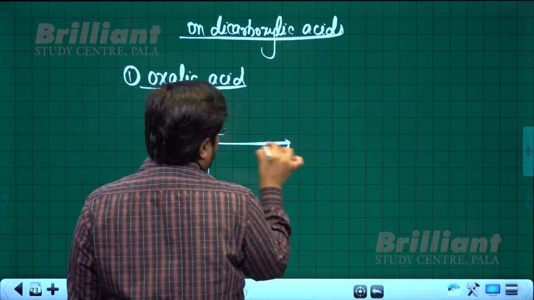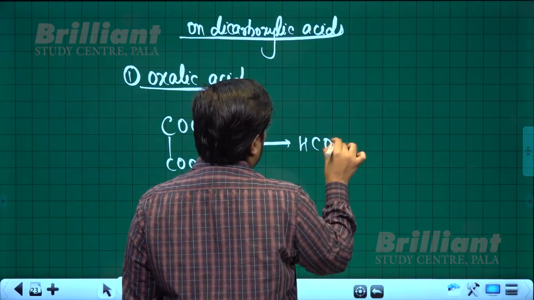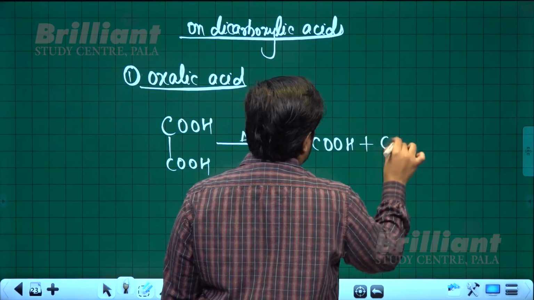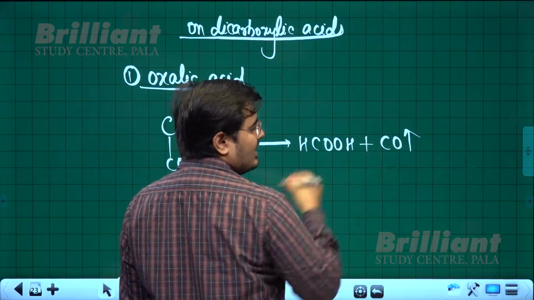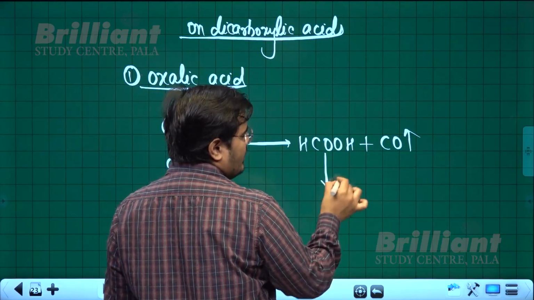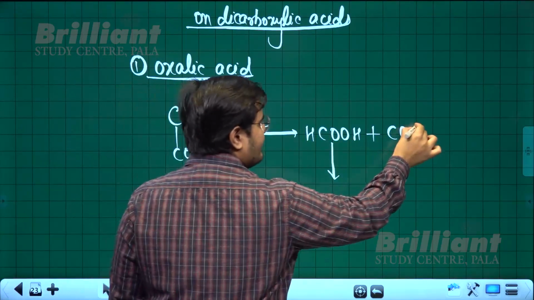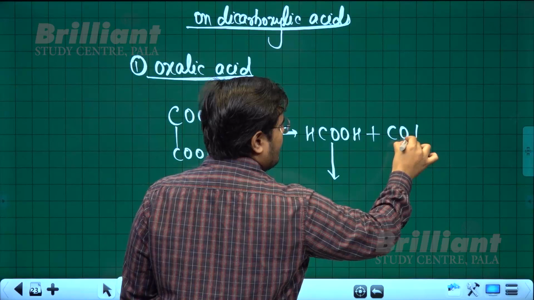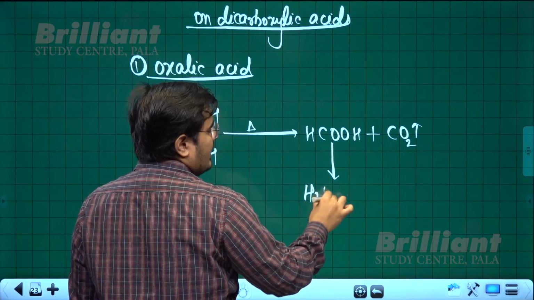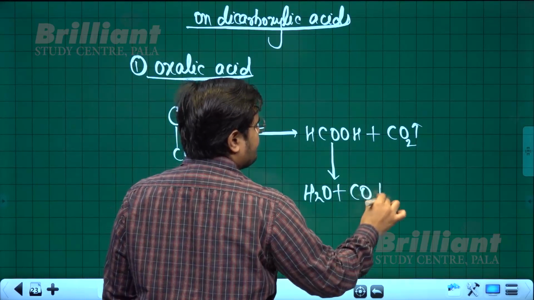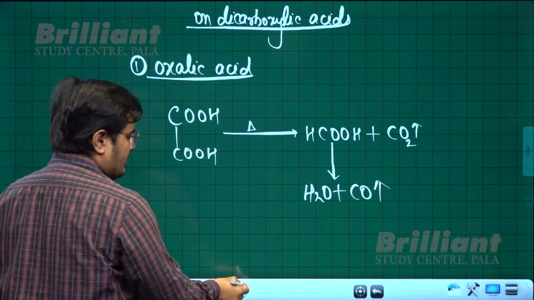So this on heating first gives formic acid HCOOH plus CO2. So here it gives formic acid plus carbon dioxide first, but if you continue, oxalic acid on heating will first give you formic acid plus carbon dioxide, which on further heating will give H2O plus CO gas. So this is the heating effect on oxalic acid.